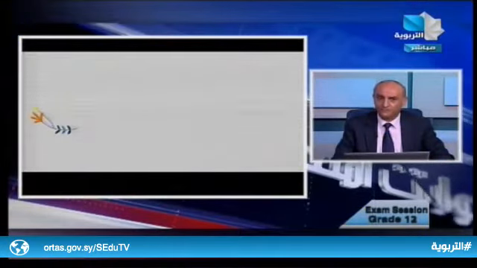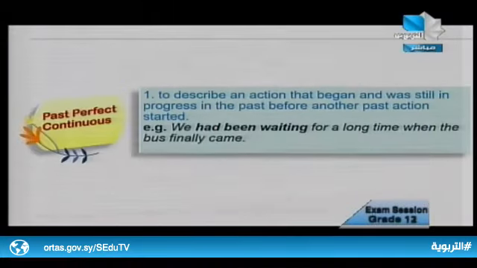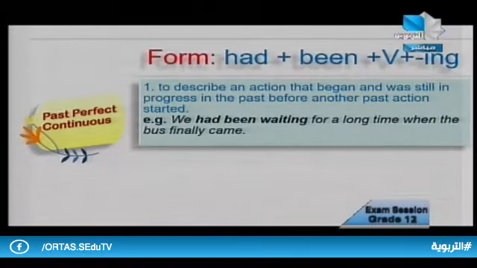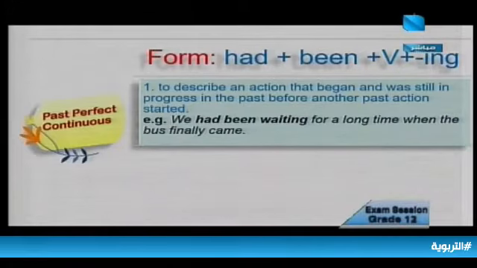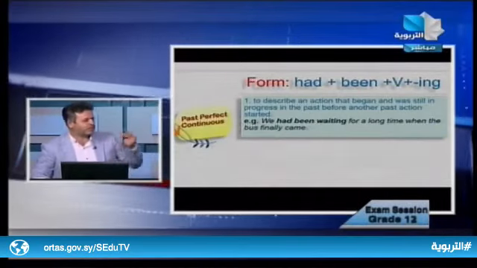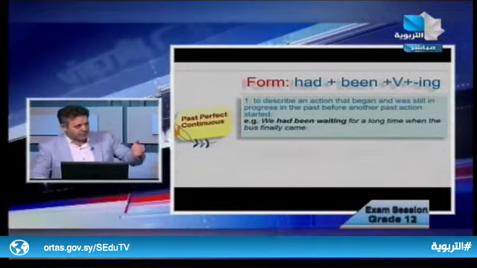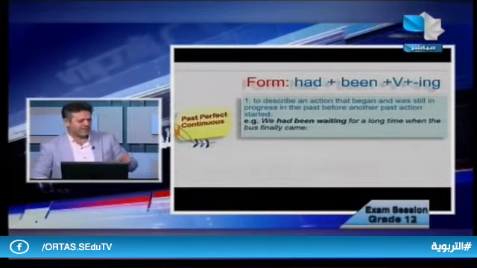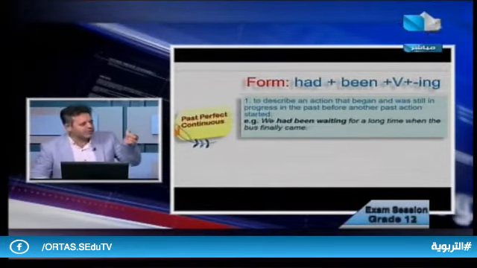The next tense, Mr. Mazen. Yes, the past perfect continuous. The form: the subject plus had plus been plus verb ing. Example: I had been studying for 5 hours. The use: we use the past perfect continuous to describe an action that began and was still in progress in the past before another past action started. It's the same as the past perfect, two actions, but one was in progress before another action in the past, and the focus is on the duration of the time.